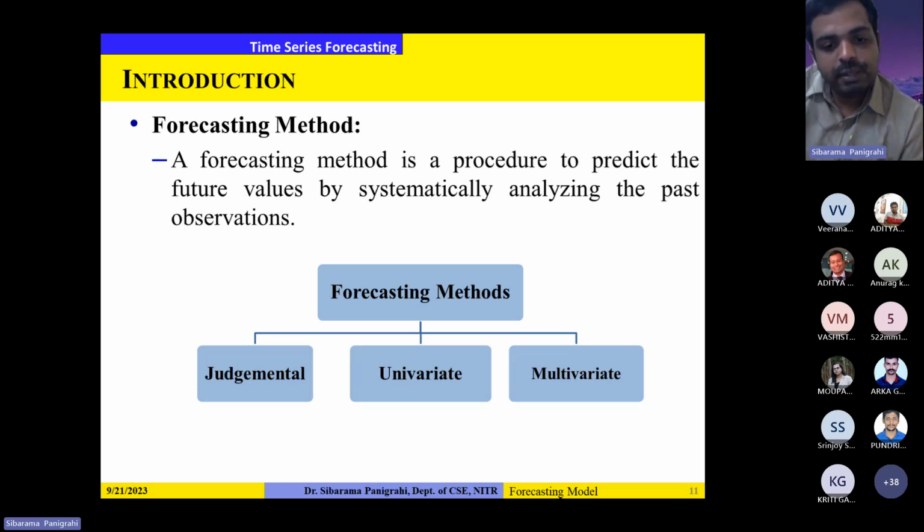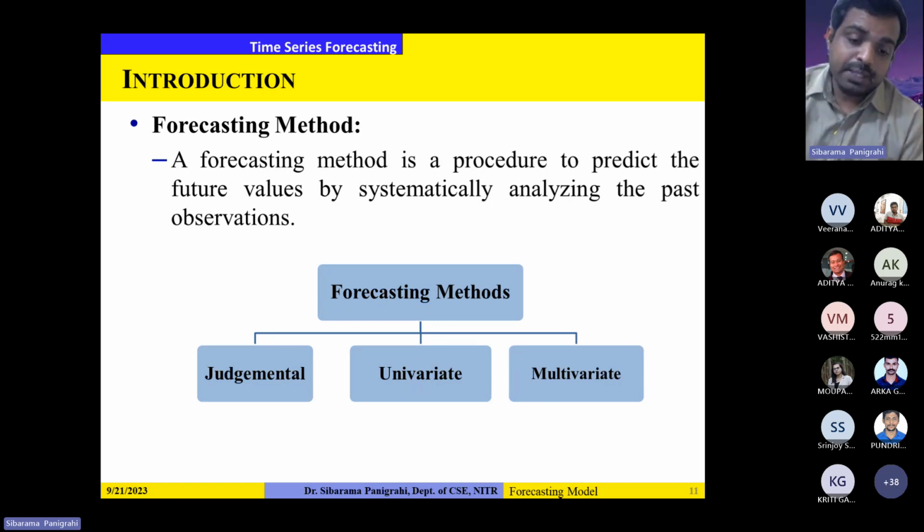Multivariate means multiple variables. In order to predict a time series, in addition to the prediction series, we will consider some other explanatory series. For example, in order to predict the temperature, suppose we are considering the temperature time series, we are considering the pressure time series, we are considering the humidity time series, then it becomes multivariate time series forecasting. So in this presentation, I will specifically focus on univariate time series forecasting methods.